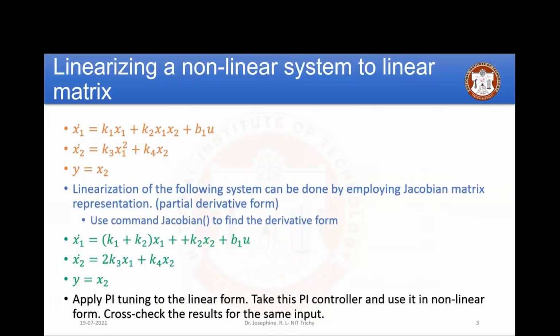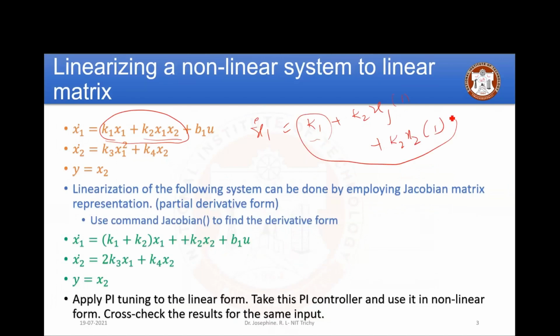There was a small mistake here. If I do x1 dot, the partial derivative of this one gives k1 plus k2 x1. If you do the partial derivative for k2 x1 x2, it becomes 1 plus k2 x2, and x1 becomes 1. That means if you do derivative with respect to x1 and then with respect to x2, the third term will become 0 for matrix A.